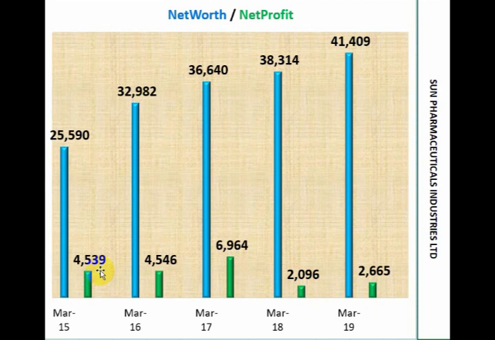When both are increasing, it would indicate that the company is generating and employing its capital efficiently. And it would be a red flag if the net worth is decreasing consistently over 2 years. The net worth is consistently increasing, so that's a good sign, but in between 18 and 19 the net profit had seen quite a substantial drop by almost 50%.